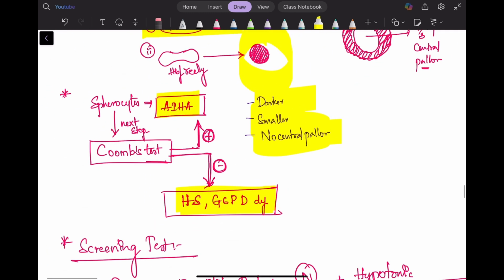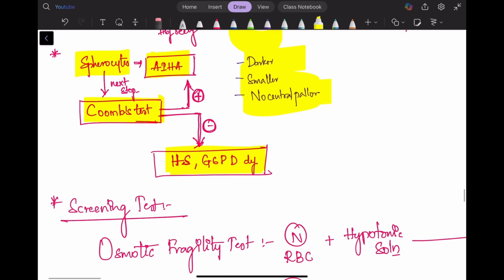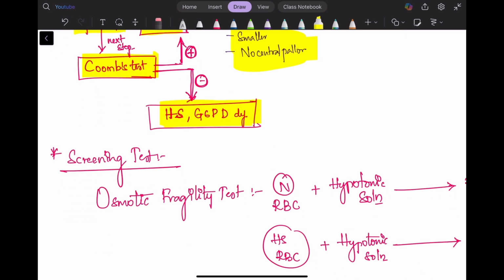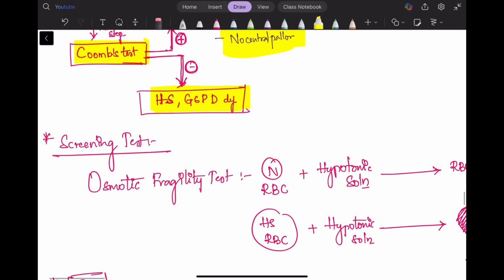So when you get spherocytes, you have to decide which disease it is. So it's extra work. Spherocytes if you see, then next step you do Coombs test, if it is positive, AIHA. What is AIHA? Autoimmune hemolytic anemia. Then if it is negative, then we get hereditary spherocytosis.